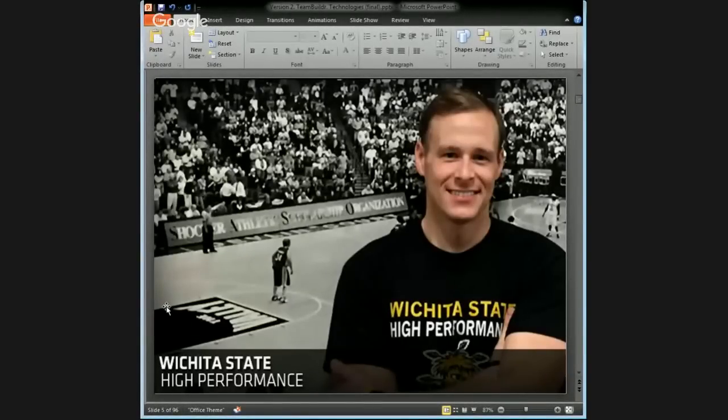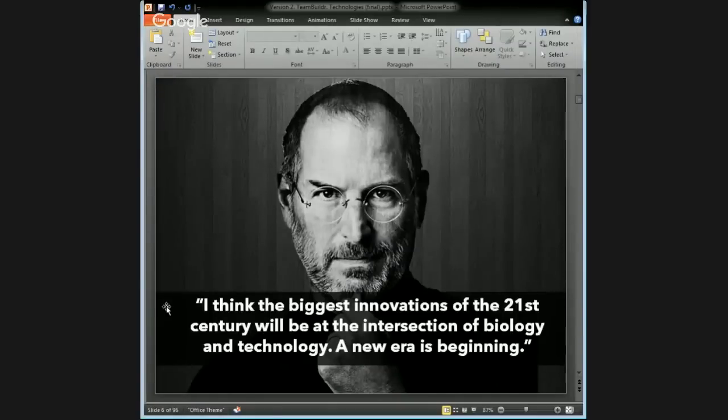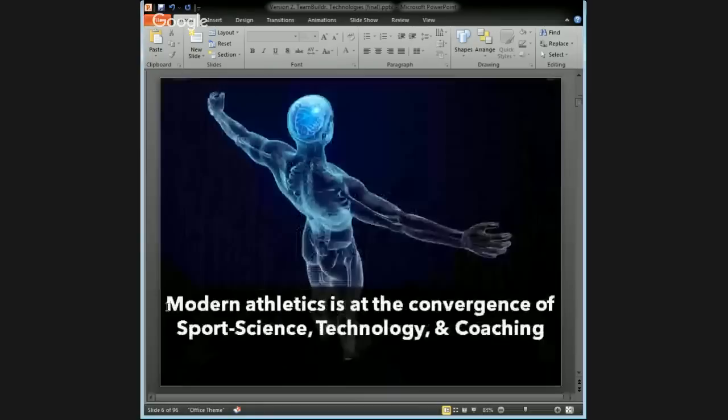So we'll talk a little bit about technology, and one of the quotes I always think about is from Walter Isaacson's book, the Steve Jobs biography, that the biggest innovations of the 21st century will be at the intersection of biology and technology. This was his thought as he was going into his last few days. And I think we're at a similar position with sport.